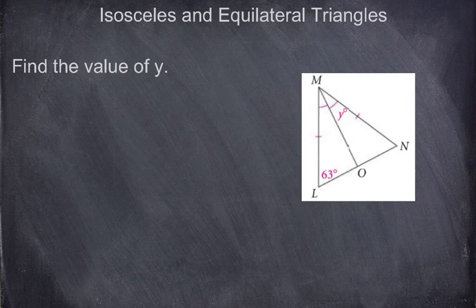So here it says find the value of y. So you are given that these two sides are congruent to each other. Now it also says that angle LMO is congruent to OMN. So these two angles are congruent to each other. Alright? Now, since these two sides are congruent, we also know that these two angles will be congruent to each other. That means that angle N is also 63 degrees.